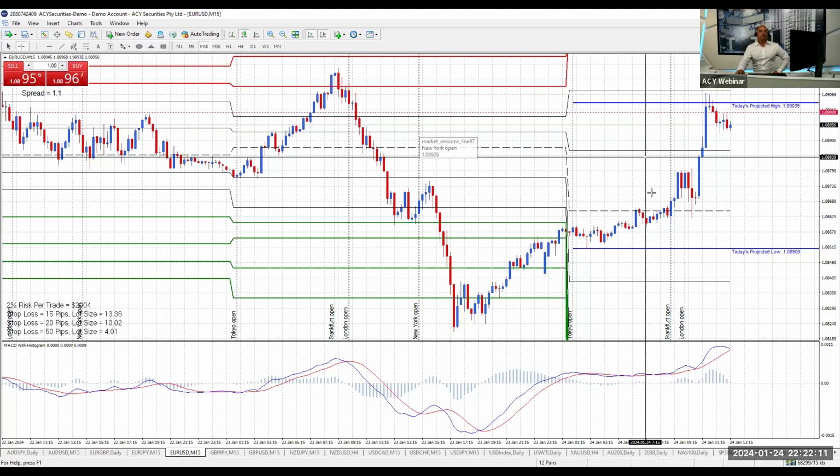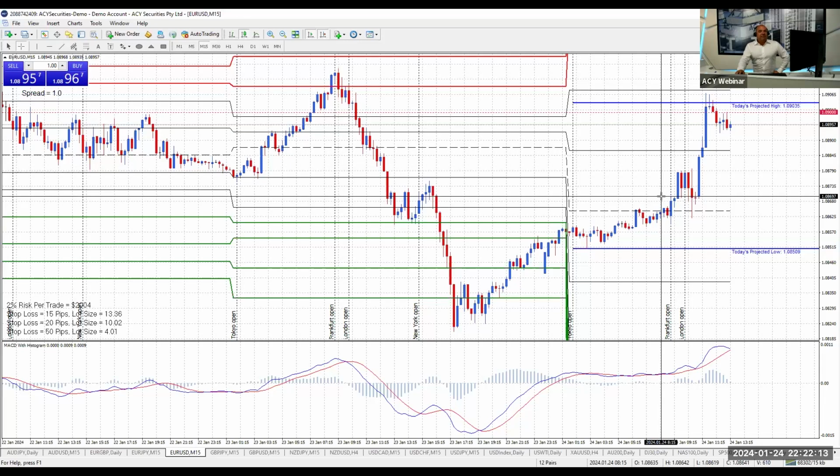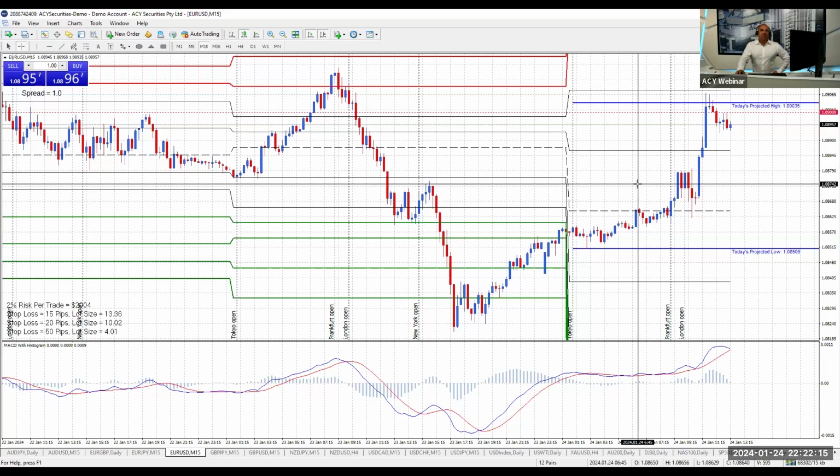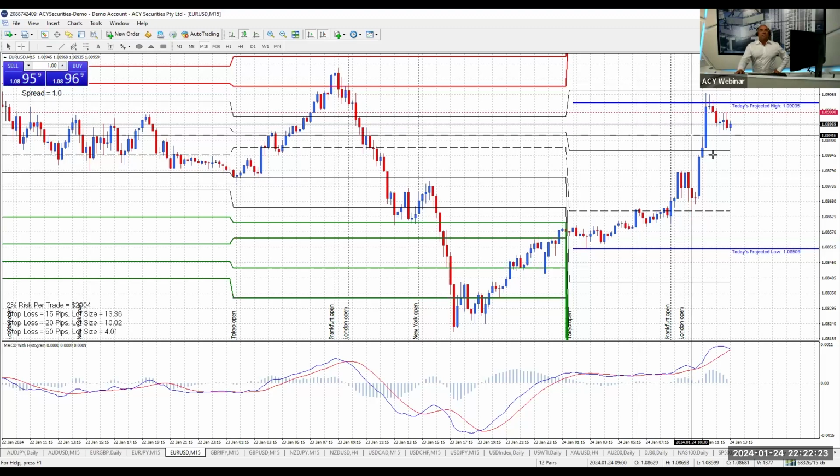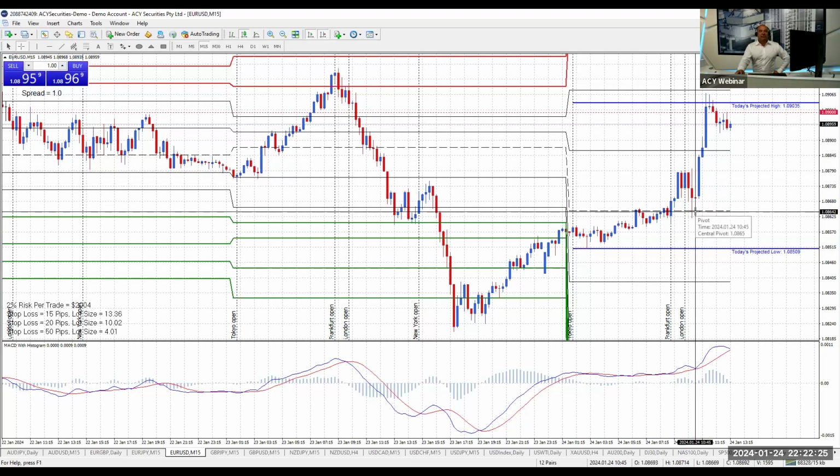For example, today, about an hour ago, we just had some European data come out. Okay, so their data came out, it's a bit mixed, but a little bit more positive. Notice how price rallies.